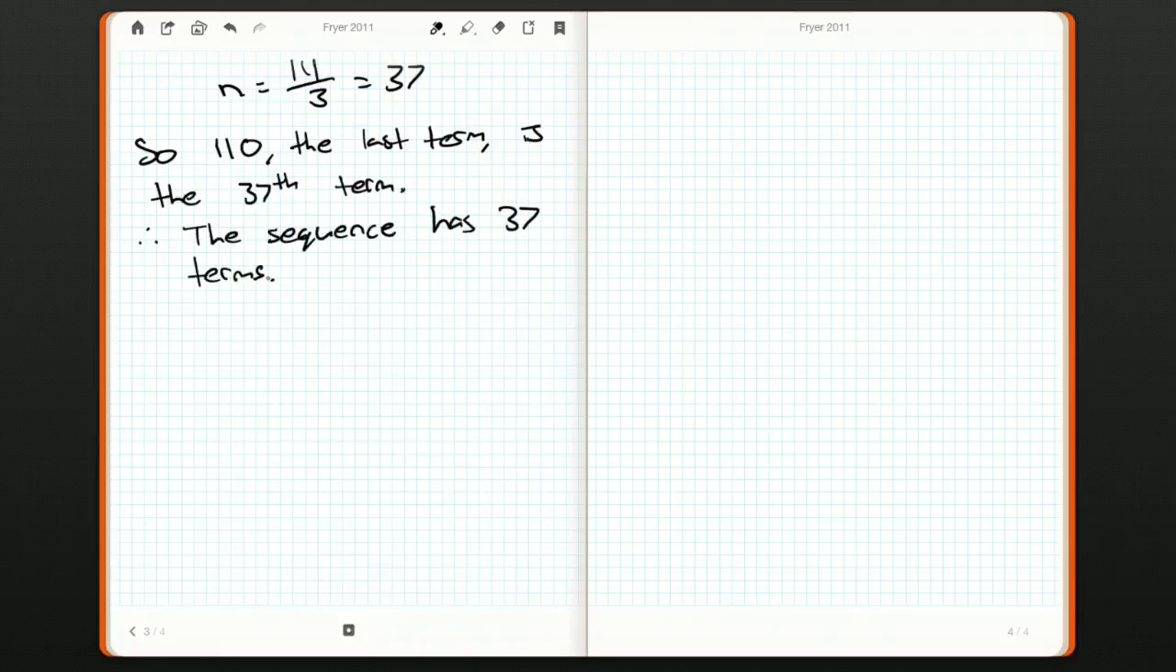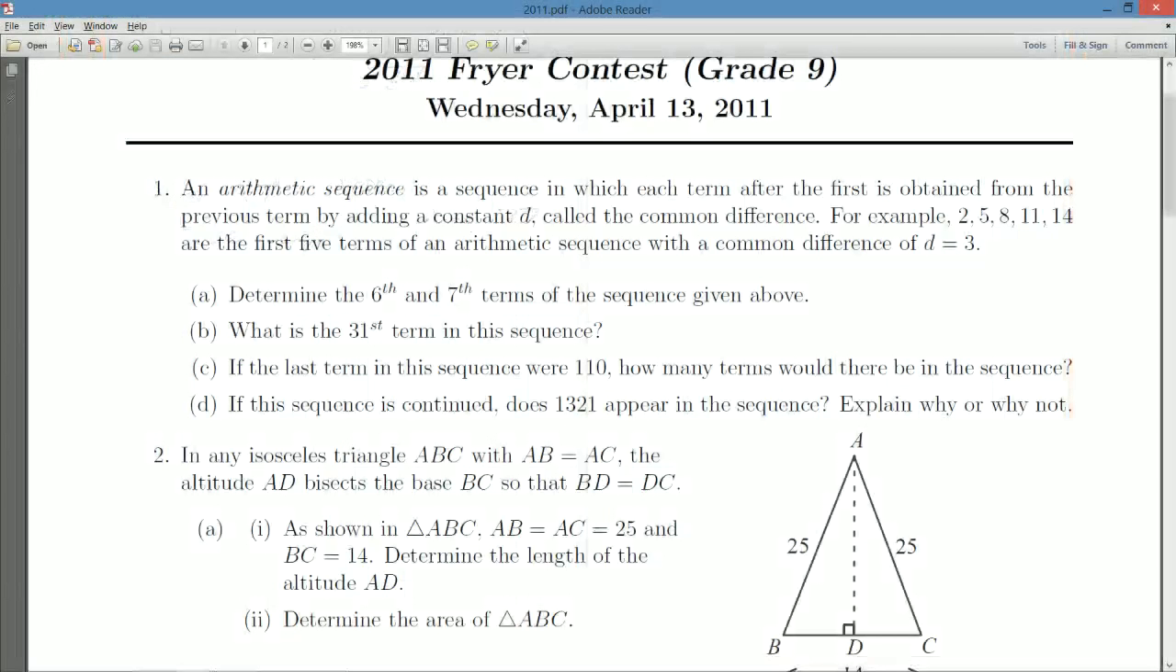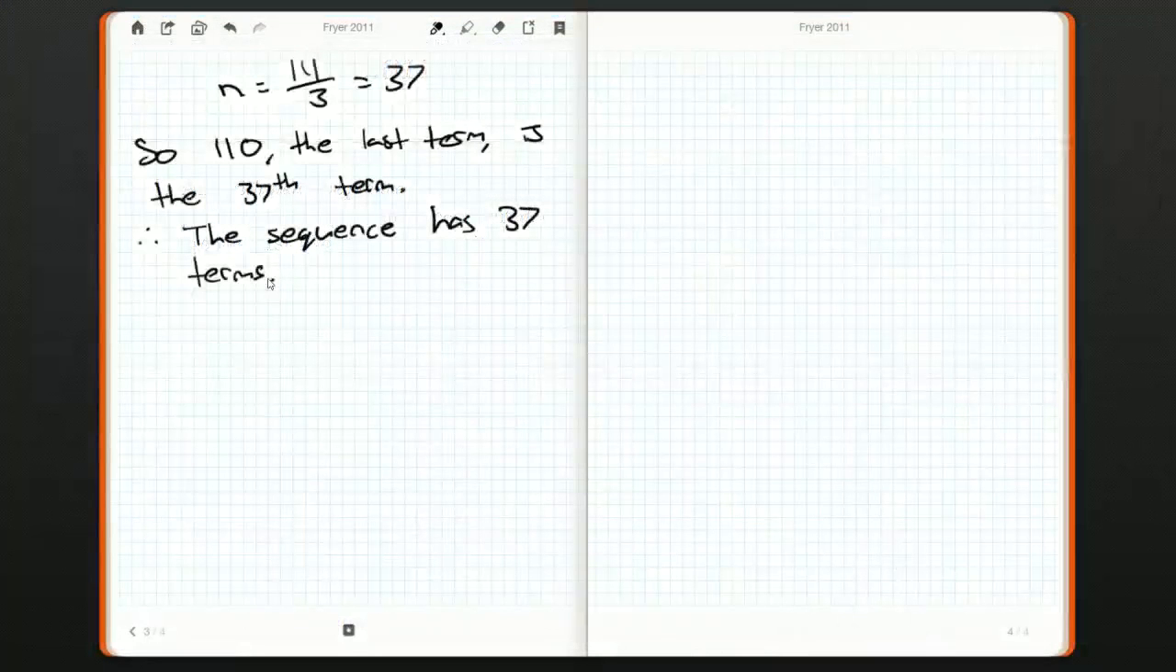All right. So that's C part dealt with. How about D? If this sequence is continued, does 1321 appear in the sequence? Explain why or why not. Okay. Well, if it does, then it's the nth term for some n. Maybe it's the 500th term or the 5,000th term, something like that. So let's suppose it is in the sequence.